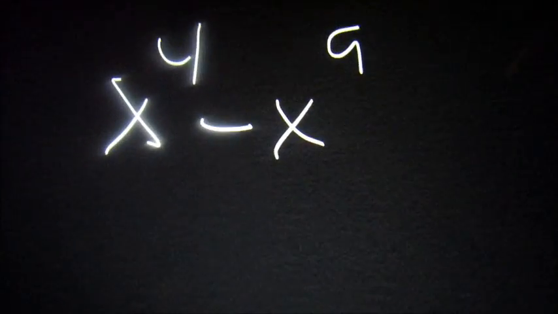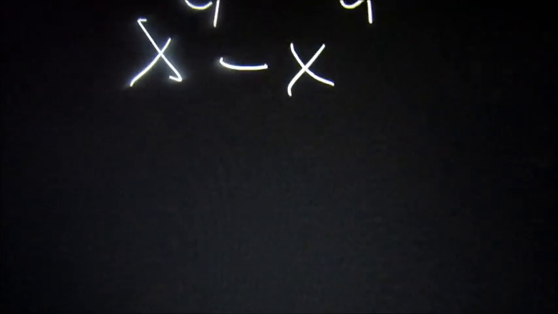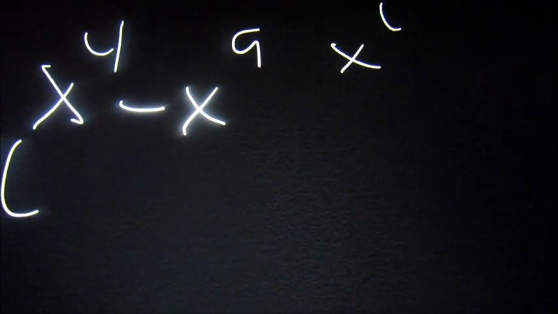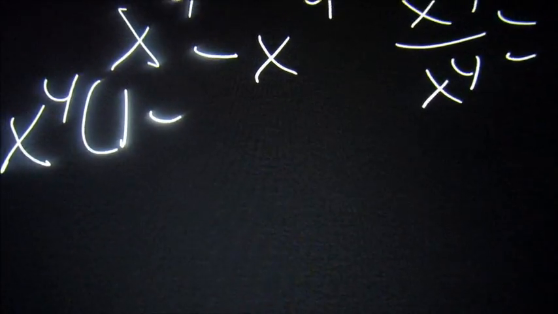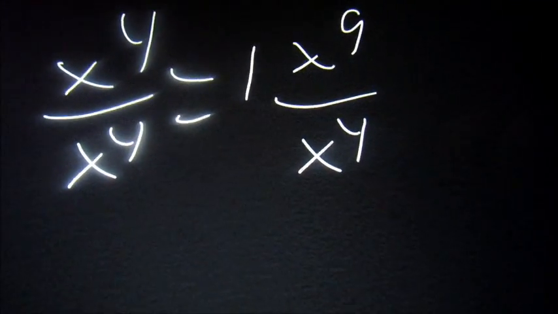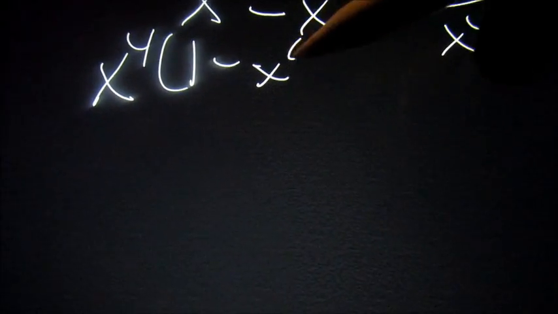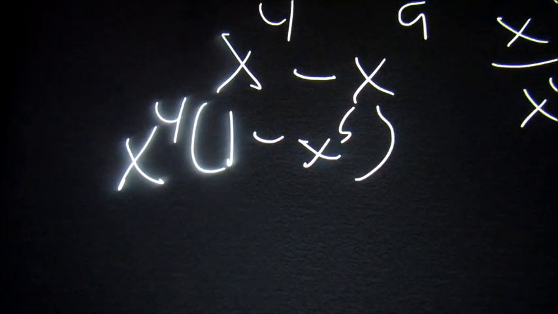Okay, so the next one, let's say we have x to the 4 minus x to the 9. So here, this one's easy. We just need to find the one that has the smallest exponent, which is x to the 4. So we're going to factor out x to the 4. And what we're doing is x to the 4 divided by x to the 4, which equals 1. And then we have minus x to the 9 divided by x to the 4, which is x to the 9 minus 4, which is x to the 5. So our answer is x to the 4 times 1 minus x to the 5.